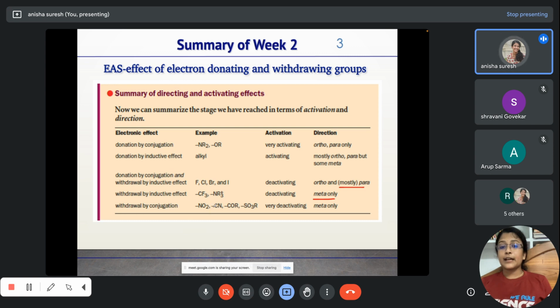And if we consider functional groups like nitro, nitrile, COR, SO3R, etc., they undergo withdrawal by conjugation because conjugation is possible in them. So these groups are very deactivating in nature in electrophilic aromatic substitution, and they will undergo meta substitution only. So this was what was discussed in two lectures regarding electrophilic aromatic substitution, effect of electron donating and electron withdrawing groups. Is this clear for everyone?